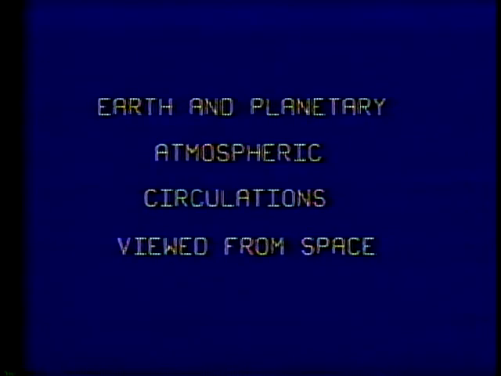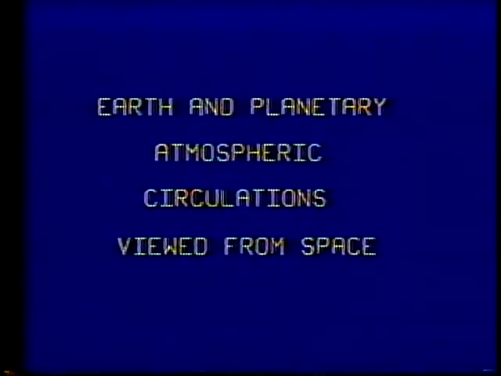This video cassette displays sequences of satellite imagery portraying atmospheric phenomena. The events depicted provide a view from space of the circulation of weather systems on Earth and other planets. The images also provide insight into spatial and temporal scales of atmospheric motion.